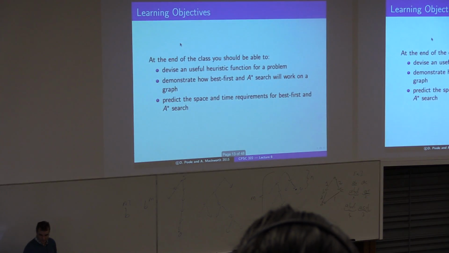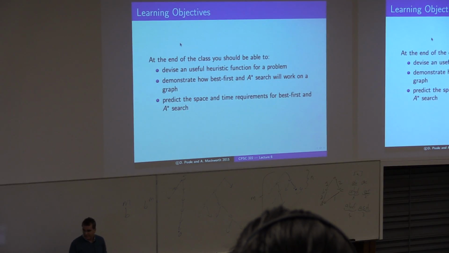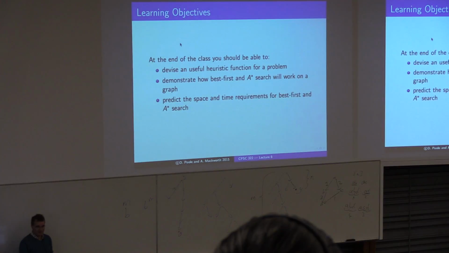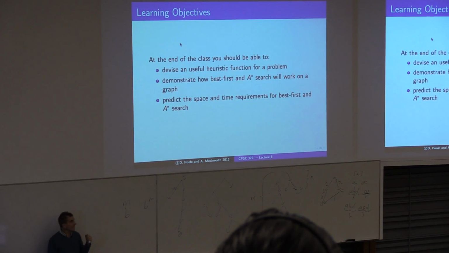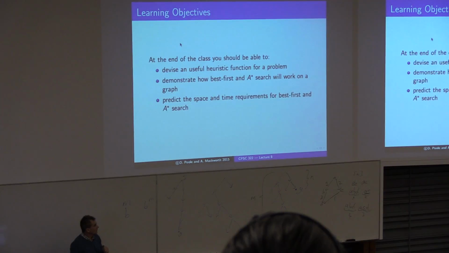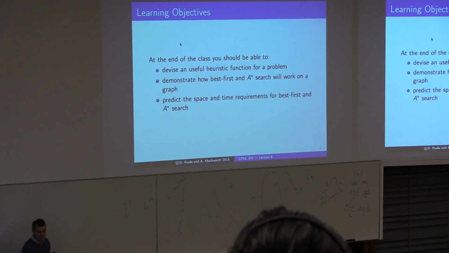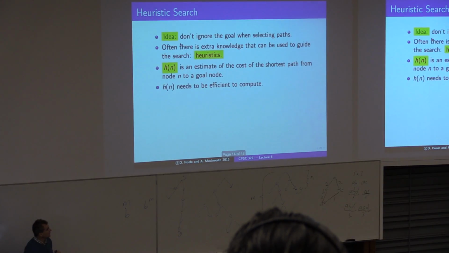Okay. All right, so let's start what we're going to do today. That was a review of last class, but that's fine. So at the end of the class, we should be able to devise a useful heuristic, talk about heuristic search now, devise a heuristic function for the problem, demonstrate how best first search and A* search will work on a graph, and predict the space and time requirements for best first and A* search.